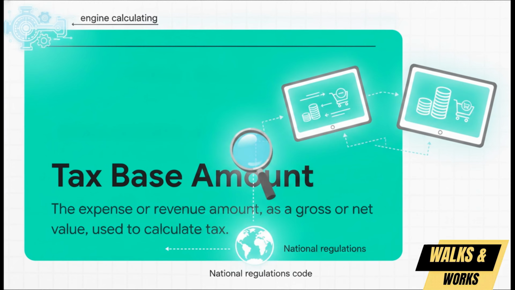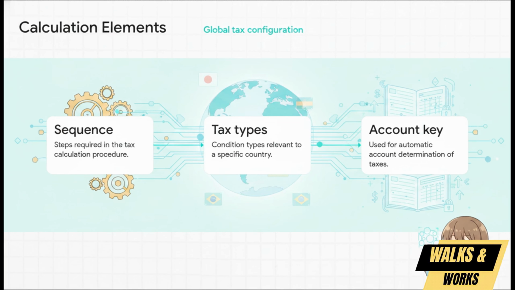And you set this rule either for each individual company code or at the very top level of the jurisdictional code. All right, once you've got your base amount, S/4HANA kicks in with a pre-configured calculation procedure that's specific to every single country. I like to think of this as the system asking three basic questions: when, what, and where. First, the sequence of steps tells the system exactly when to call that base value. Next, the tax types, also known as condition types, pinpoint exactly what specific taxes actually apply to that country. And finally, the account key determines where the money goes by routing it automatically.